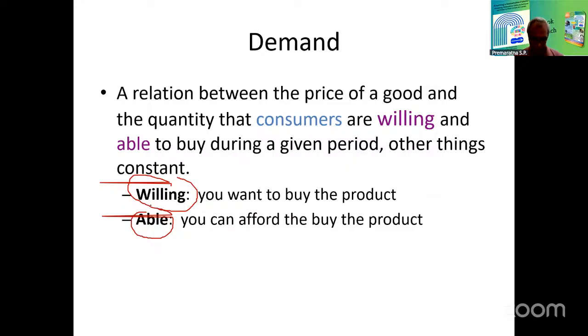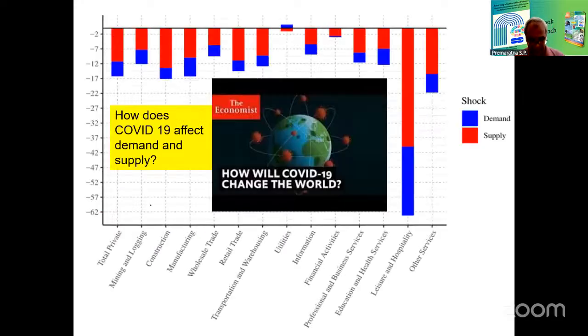Being able alone, even if you have enough money and are able to buy, doesn't count as a demand, because you are not willing. So these two together we consider as a demand. When you as an individual demand something, there are several factors affecting it. In this basic discussion, we try to understand those factors.